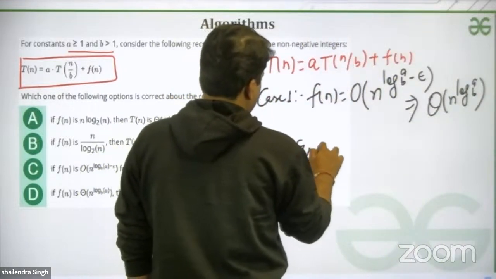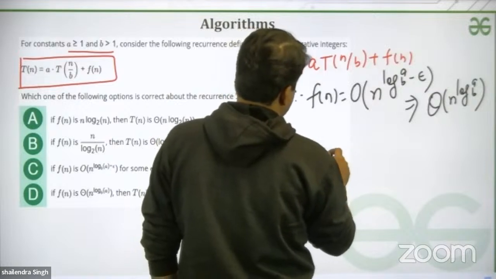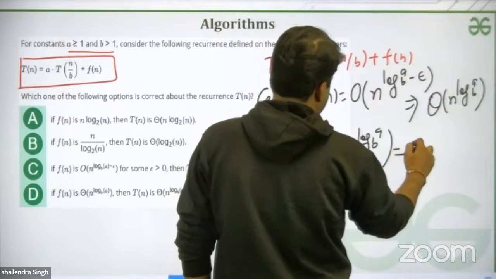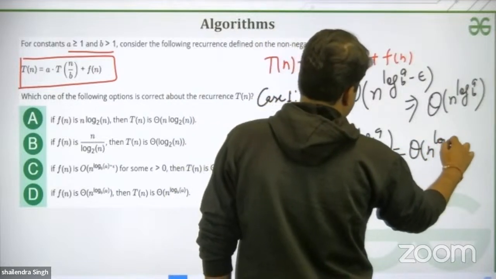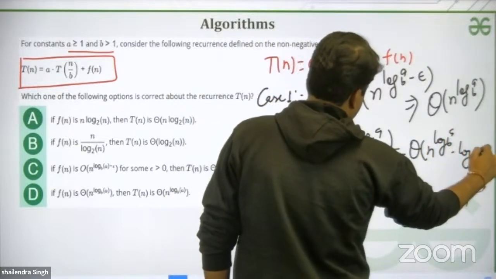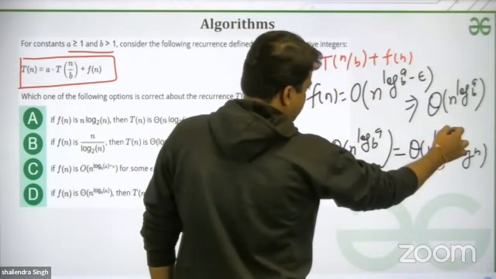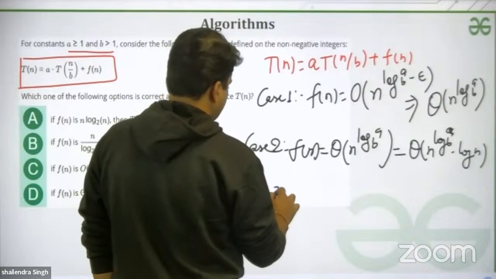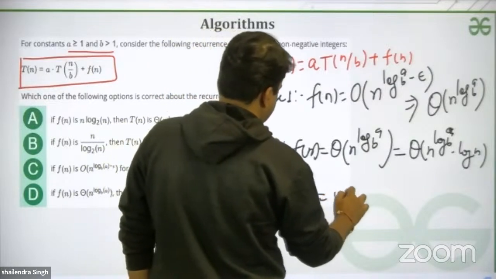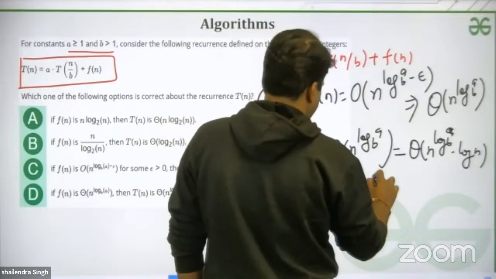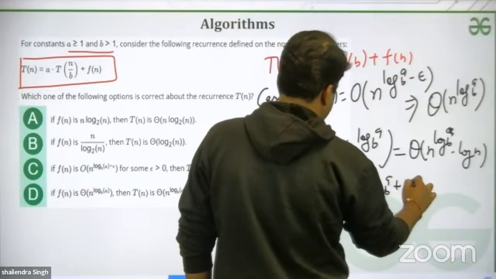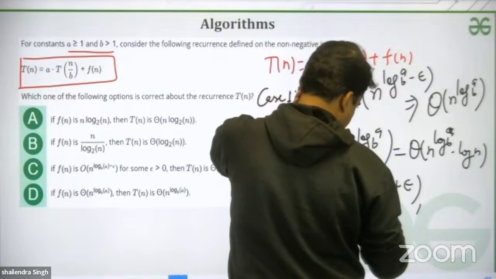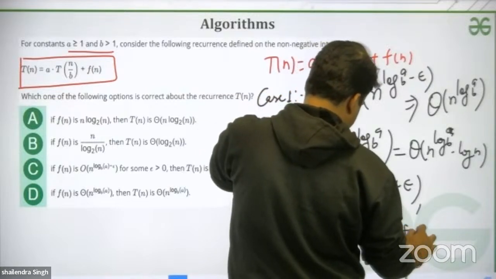If f(n) equals theta of n to the power log a base b, then your answer is theta of n to the power log a base b times log n. Here it gets multiplied by log n. Okay, and case 3: f(n) equals n to the power log of a base b plus epsilon, and some more conditions, then in this case the answer equals theta of f(n).